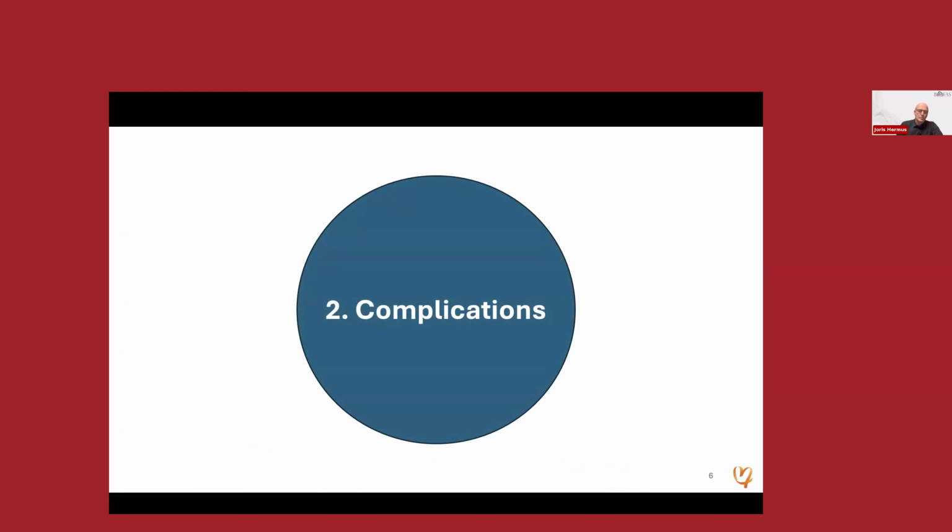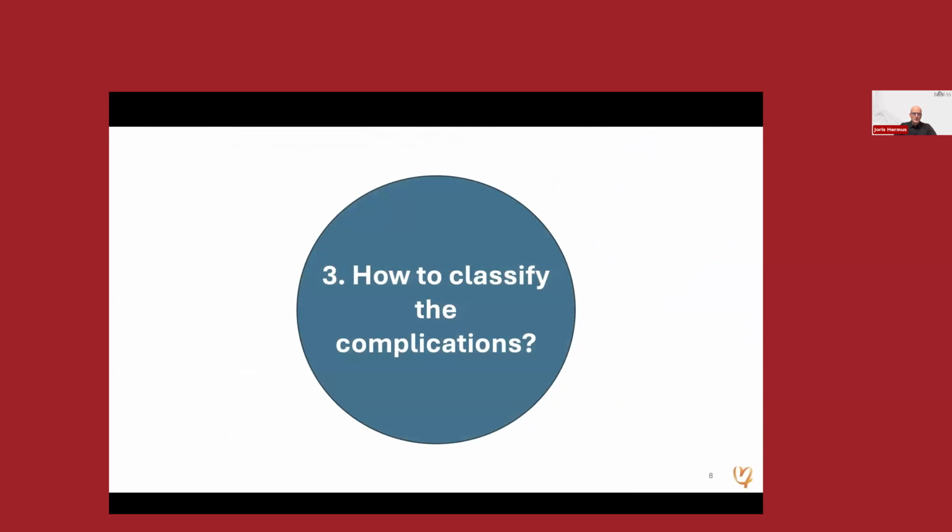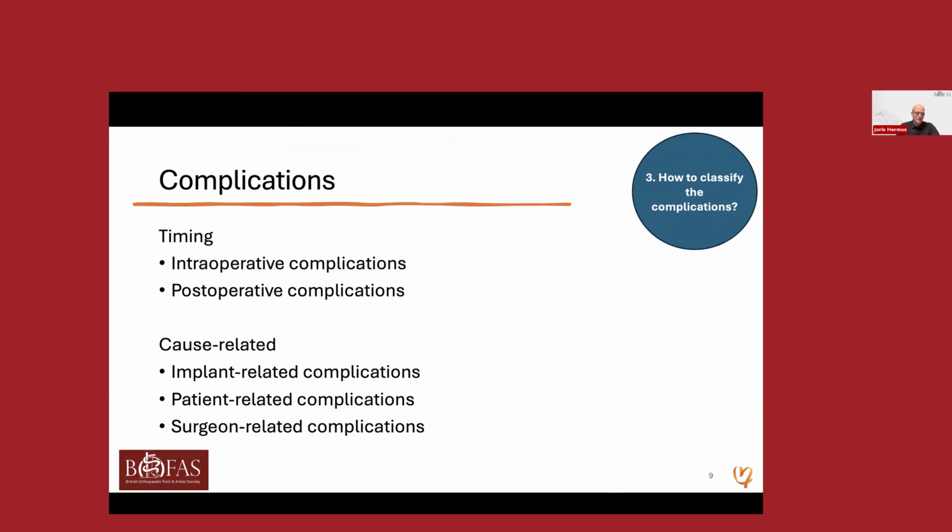So what are our complications and which occur during ankle replacement? We performed a meta-analysis that showed that operative intraoperative fracture and debridement are the most common complications, with an occurrence of almost 6% each. But how do we classify these kinds of complications? Complications can be divided by timing of their occurrence, such as intraoperative, but also postoperative. Another manner to divide them is causal-related, such as implant-related complications, patient-related or surgeon-related.